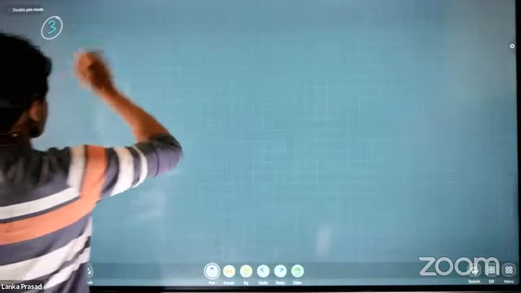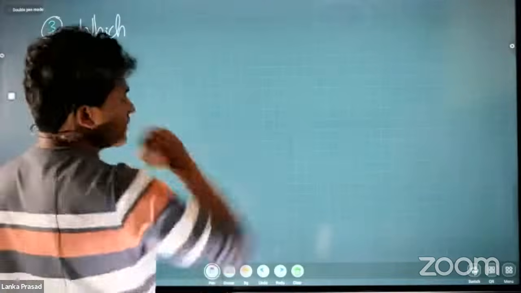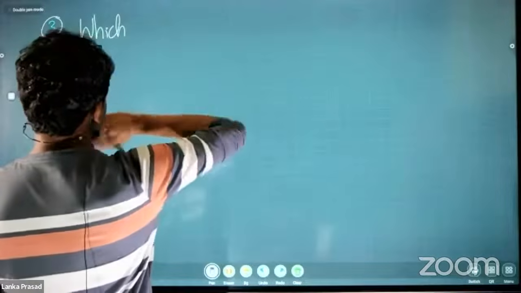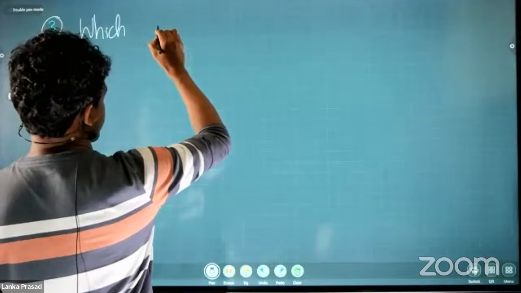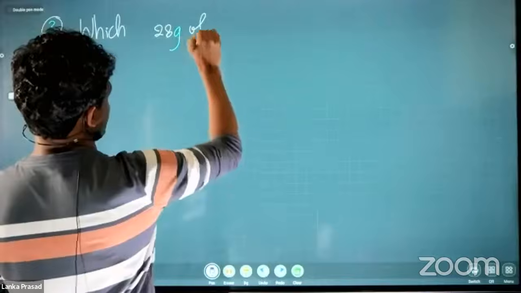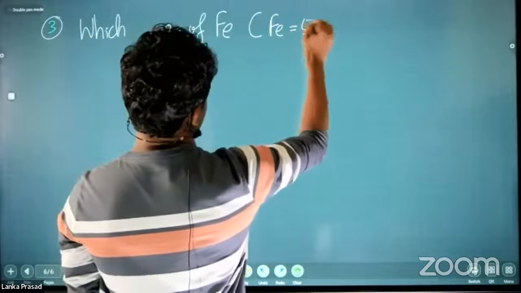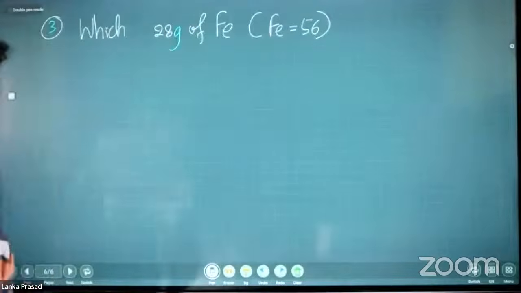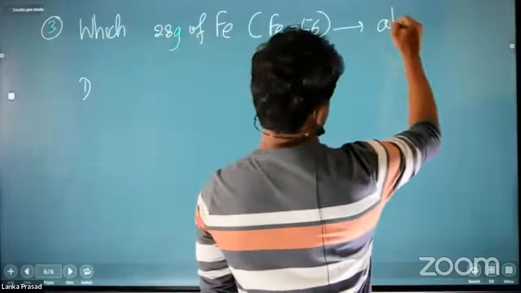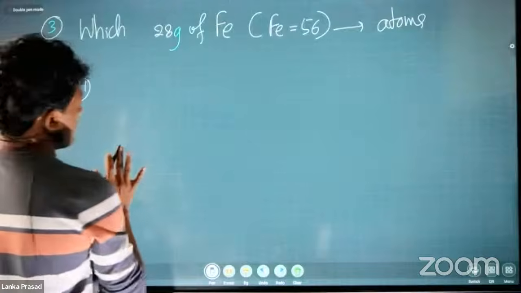Third one. Which answer gives the same number of atoms similar to that? Now they said 28 grams of iron. 1 iron is equal to 56. First, atoms. How to find the number of atoms? Okay. Now look at that.